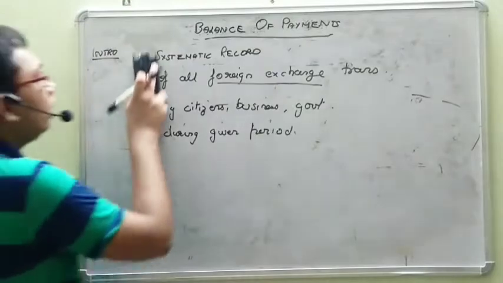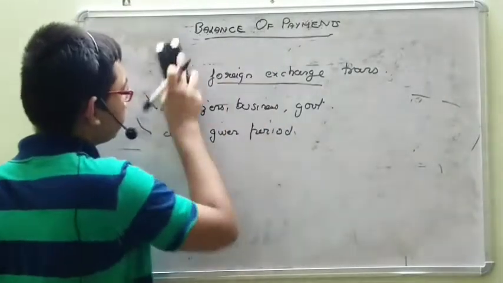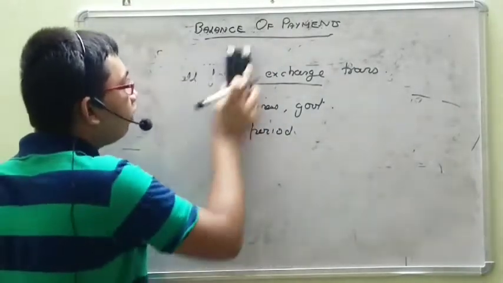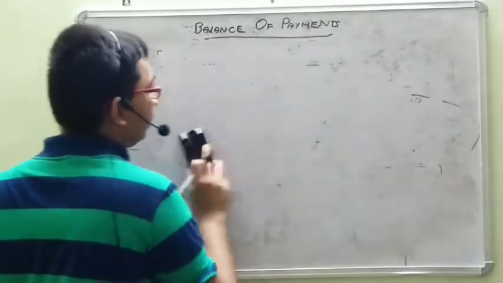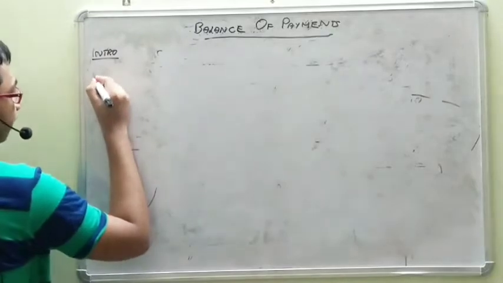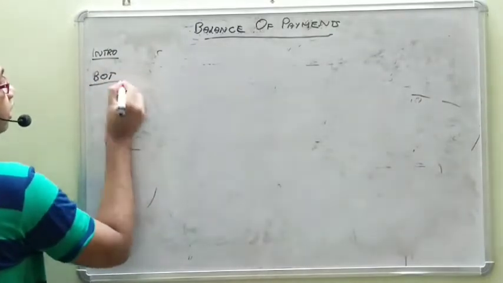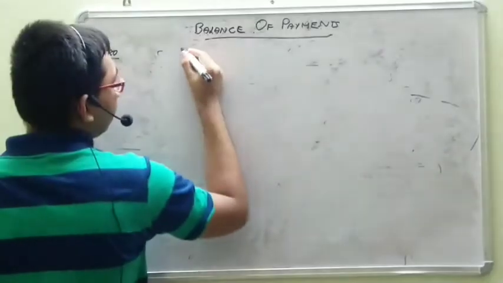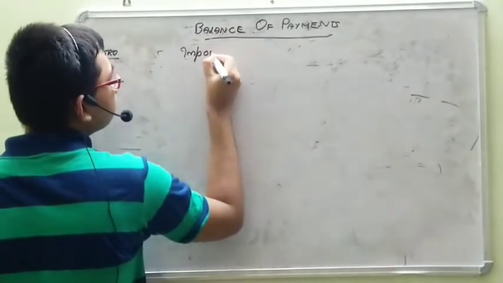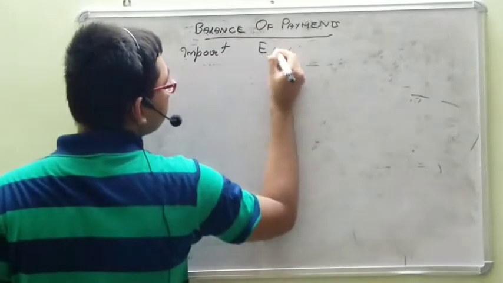So what are the two parts? Or before I go into parts, let me tell you another concept, that is balance of trade, BOT. You know what trade is. Trade contains two components: import and export.